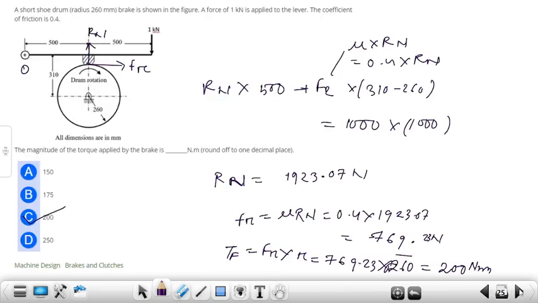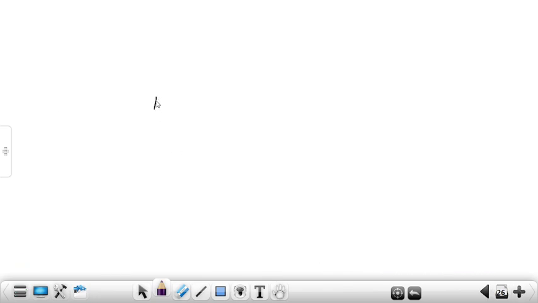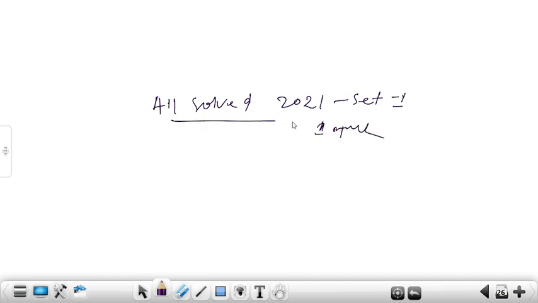That's all that is solved for 2021, the 1 mark questions. The next class we solve the 2021 set 2 paper, 1 mark questions.